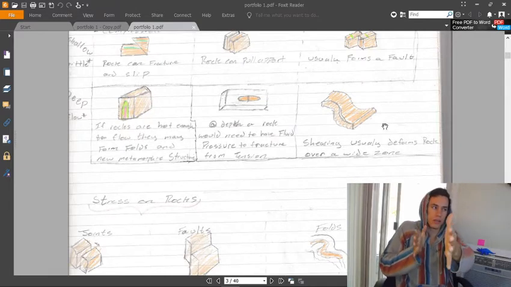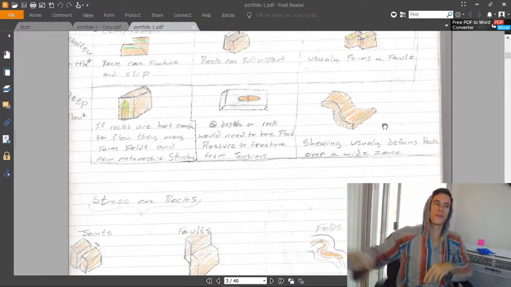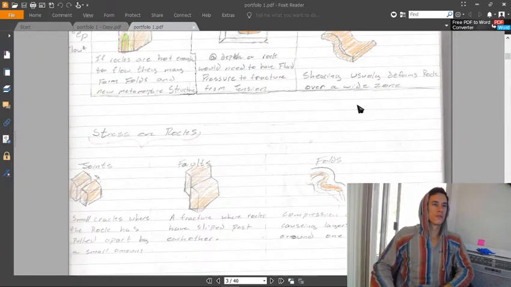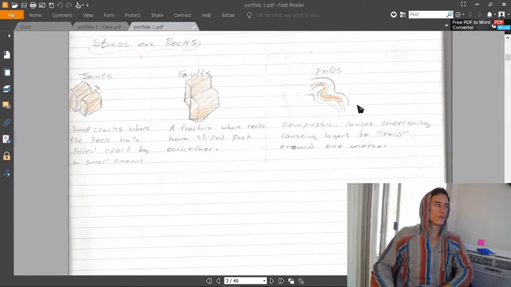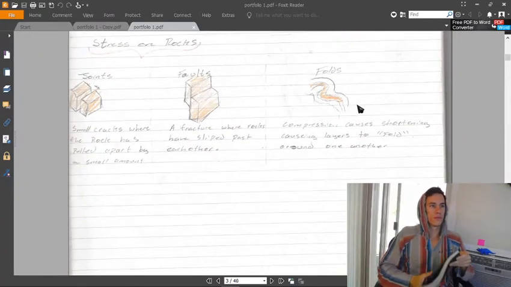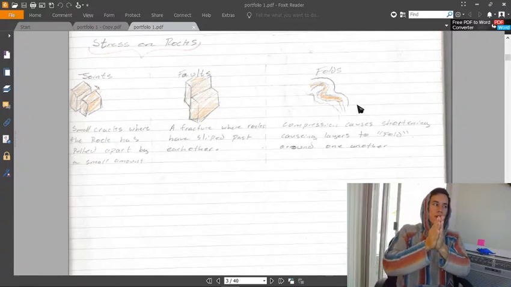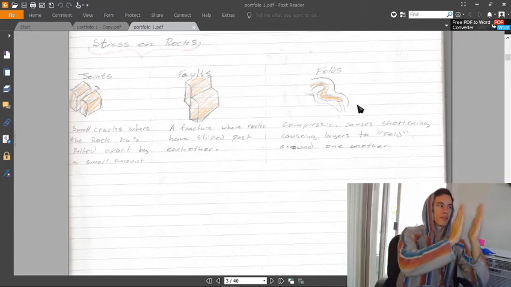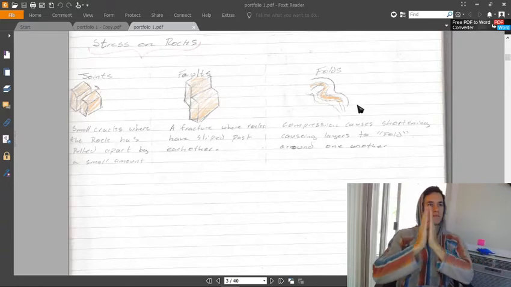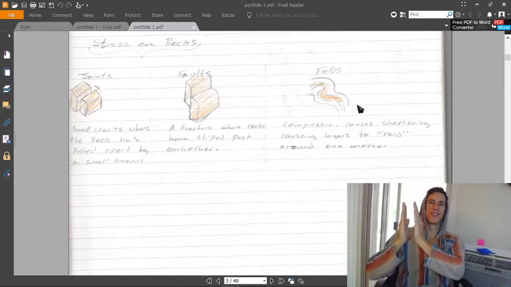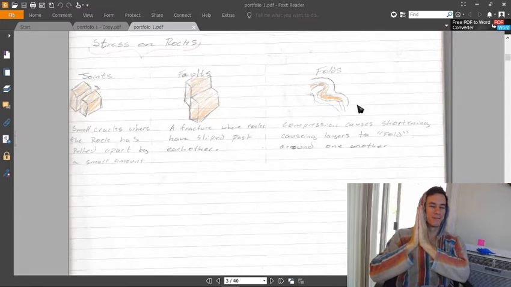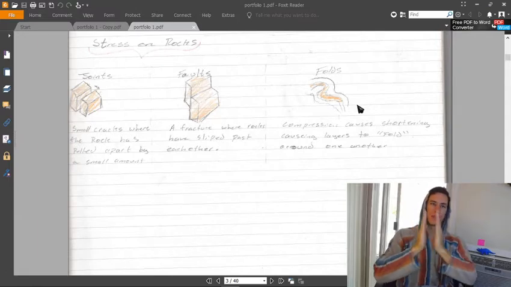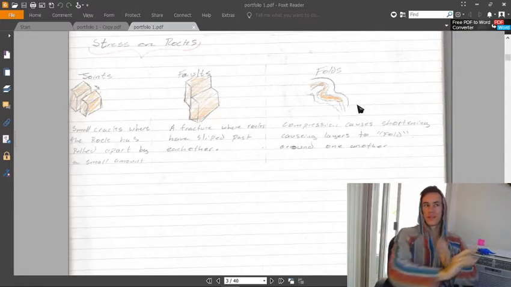It's usually a huge zone over a large area. So, stress on rocks. Joints: small cracks where the rock has pulled apart by a small amount. So a rock is jointed when it just kind of goes up and down. I'm not really describing that very well. They're equally spaced and they're usually parallel to each other.